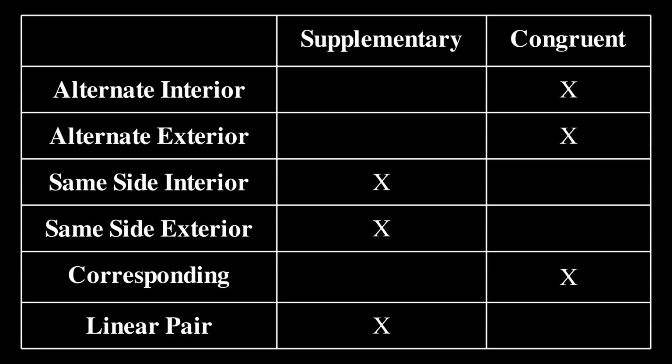Here's a table summarizing each angle pair and telling us if they are supplementary to each other or congruent to each other. Same side interior, same side exterior, and linear pair all have angles that are supplementary to each other. Alternate interior, alternate exterior, and corresponding all have angles that are congruent to each other.